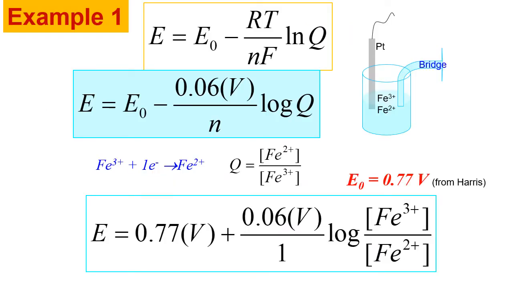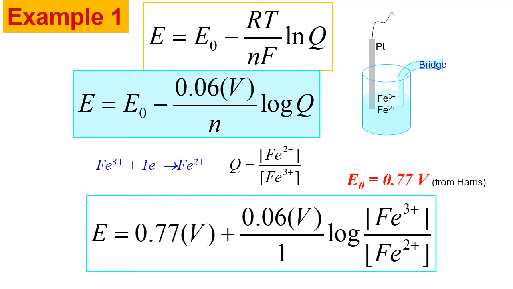Now let's look at several examples. First, we have a beaker in which there is iron 3 plus salt and iron 2 plus salt. So there are Fe3+ and Fe2+ ions. Now there is a platinum electrode immersed in that solution, and there is a connection by bridge to some reference electrode, some other wire.